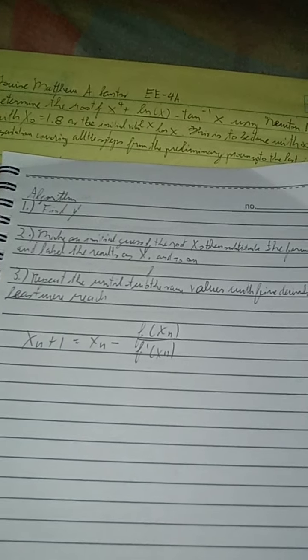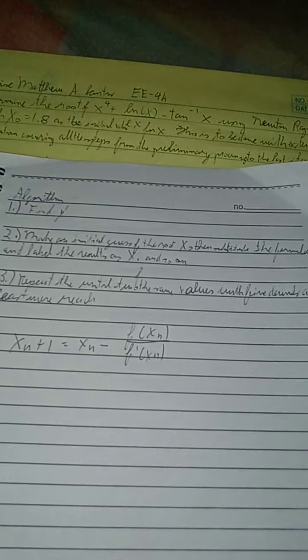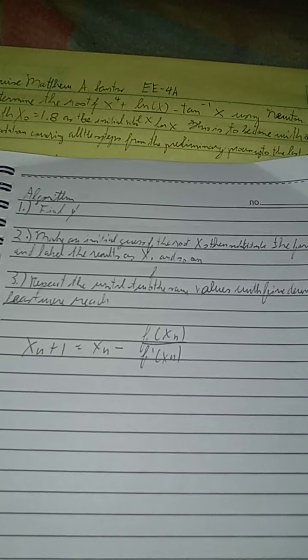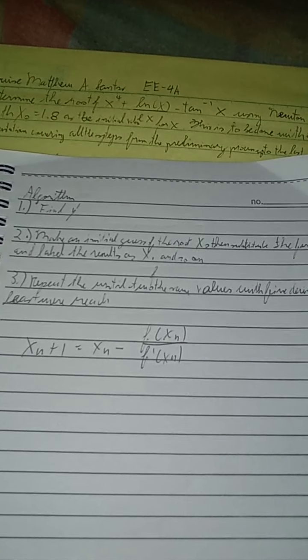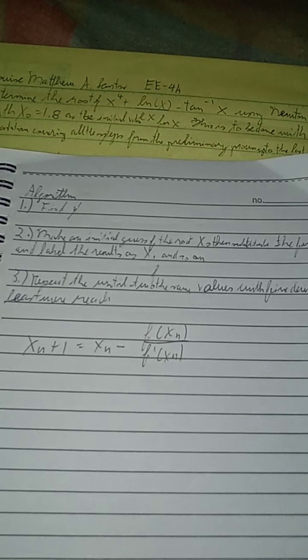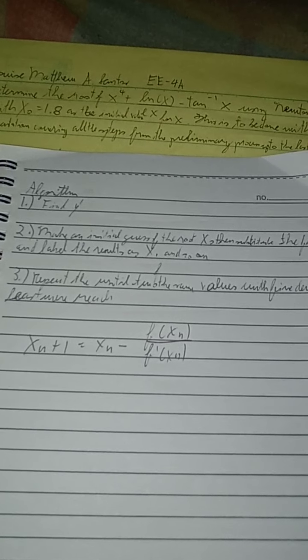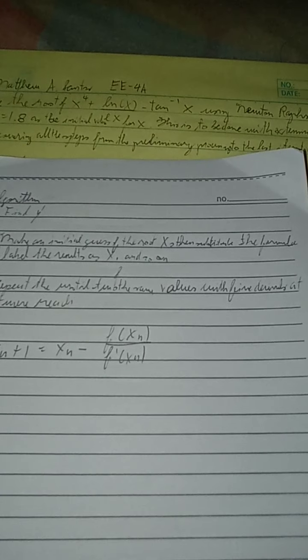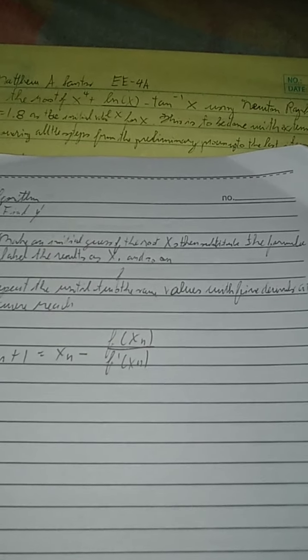First, we need to know the algorithm of this method. Step 1 is find y prime or its first derivative. Number 2, make an initial guess of the root, then substitute the formula and label the results as x, and so on. Number 3, repeat the process until two of the same values with at least 5 decimals are reached.